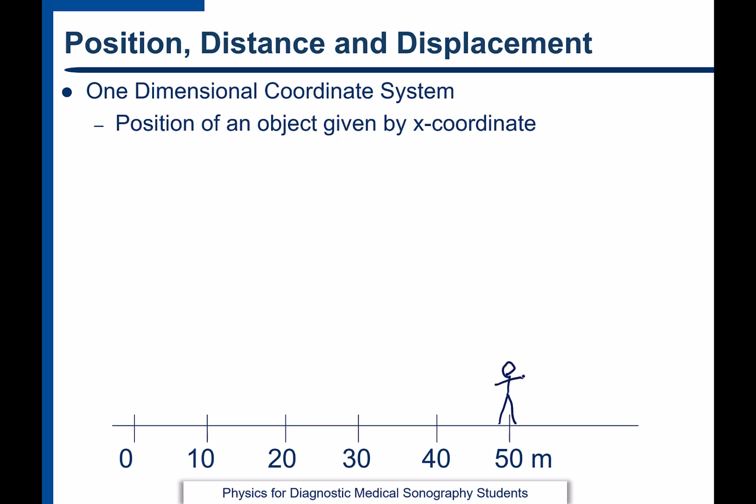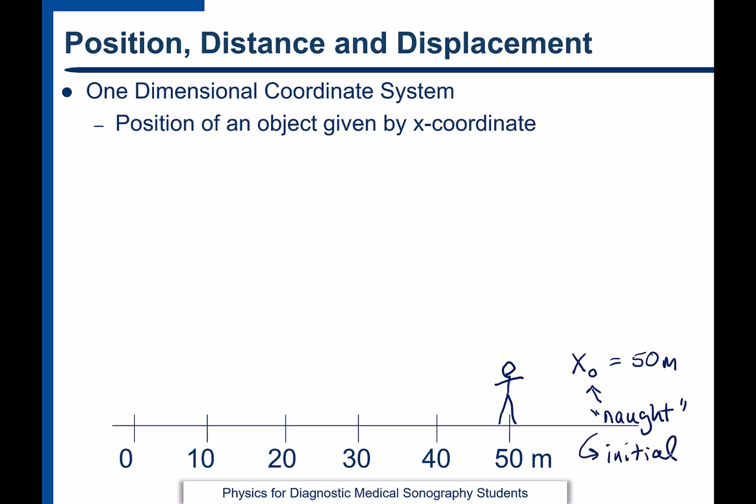I'm going to denote their position with the symbol x and then a little subscript 0 here. And we call that x naught. Naught is just another word for 0. In this case, x naught, the initial position, would be 50 meters. Whenever you see a naught, that means initial.